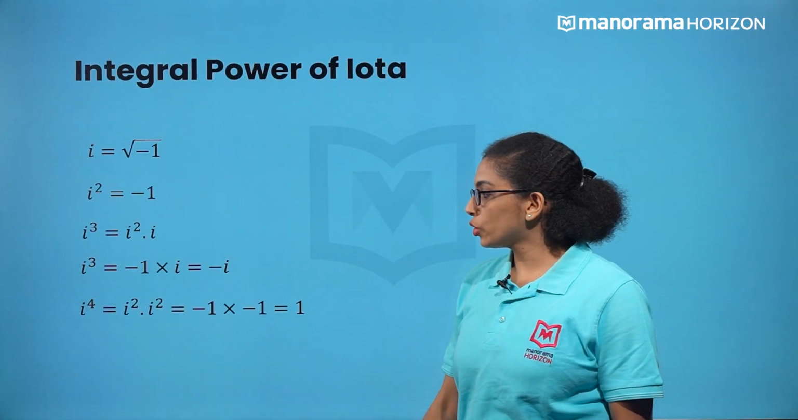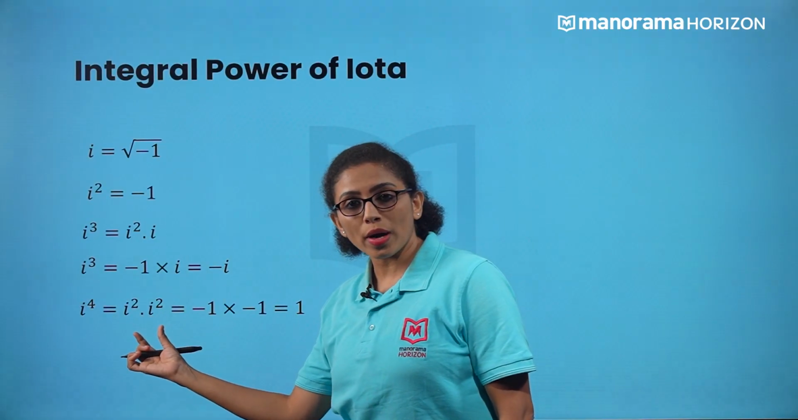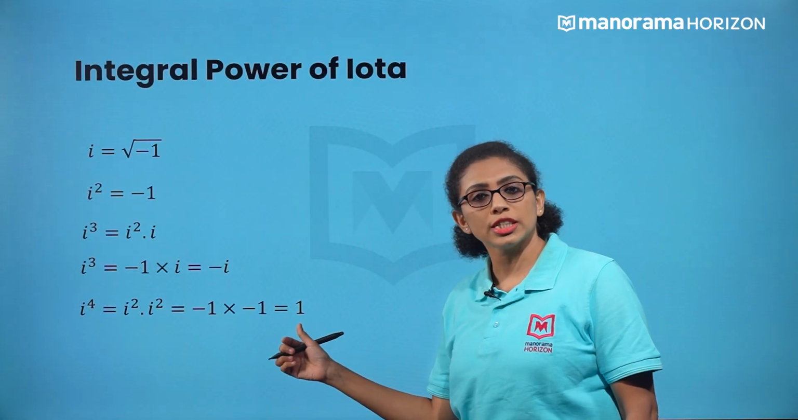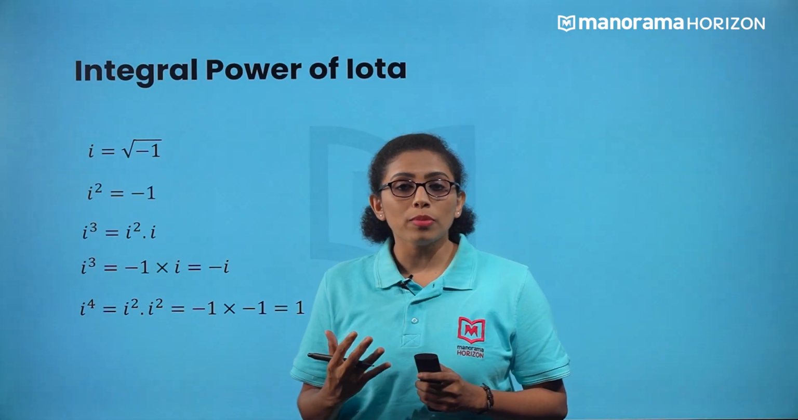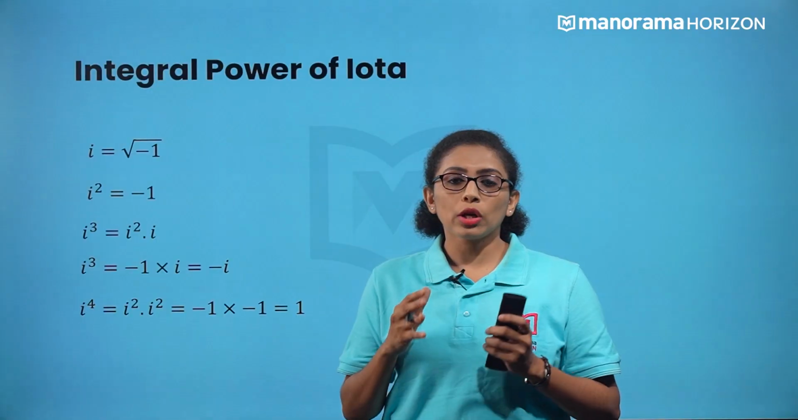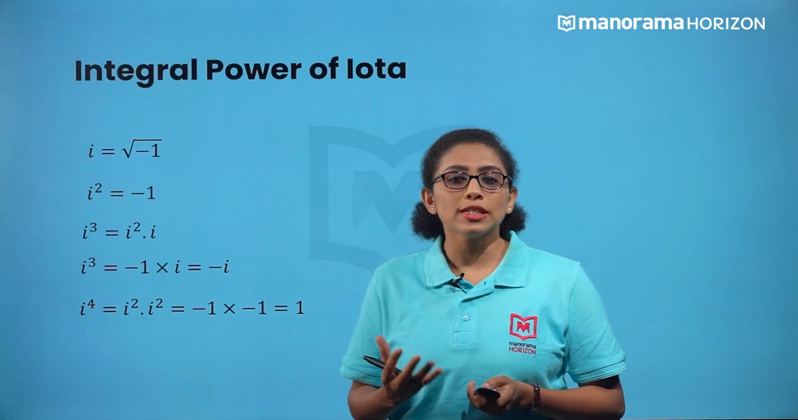Now, let me ask you, how can you find i raised to 4? Which can be written as i square into i square. What is i square? Minus 1. So, we get minus 1 into minus 1, which is equal to 1, and so on. So, when we are solving problems related to powers, we can separate it in the powers of 4 because i raised to 4 is equal to 1, which makes our calculation simpler.